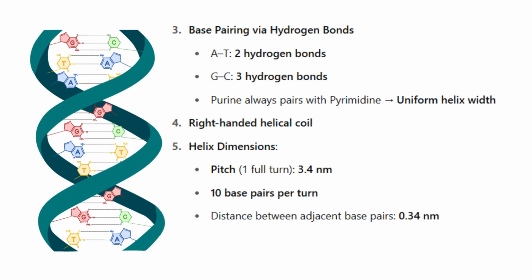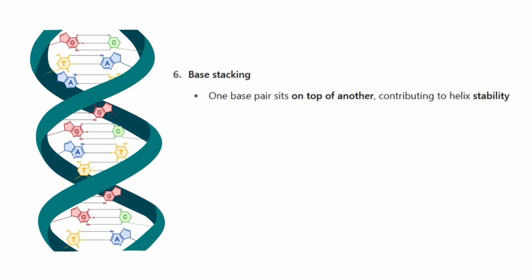Right-handed helical coil. Helix dimensions. Pitch, one full turn, is 3.4 nanometers. 10 base pairs per turn. Distance between adjacent base pairs: 0.34 nanometers. Base stacking: one base pair sits on top of another, contributing to helix stability.